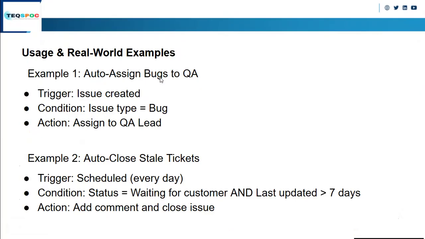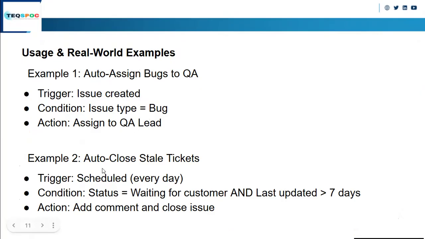So the first example is auto assign the bug to QA. If the trigger condition is issue created, then the condition is issue type is bug, then the action is assign to a QA lead. When we are creating the rule, the first thing is the trigger condition. So issue is created. Second condition we will put when the issue type is bug, high priority, done or closed. Then the action should be assigned to a QA lead.